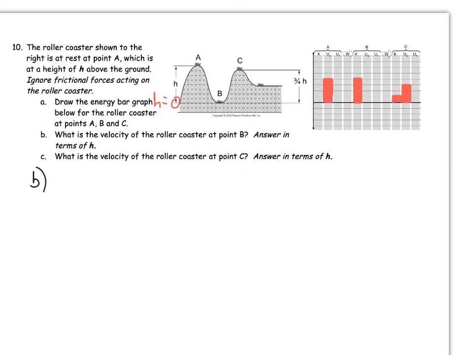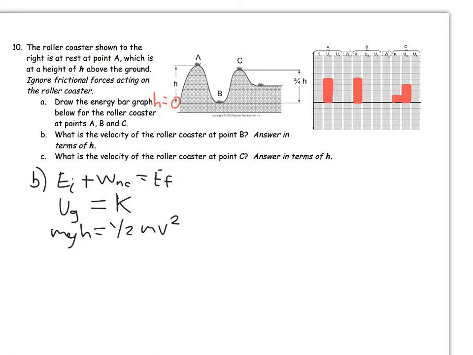Moving on to B here, we're going to set up conservation of energy to determine the velocity at point B. So we'll say E initial plus work is equal to our final energy. And as we just saw, we start with purely gravitational potential at A, and we end with purely kinetic at B. So we can say mgh equals 1/2 mv squared. Our masses here are going to cancel out, and we can go ahead and solve for that velocity. So it's going to be 2gh equals v squared, so our velocity is just the square root of 2gh.